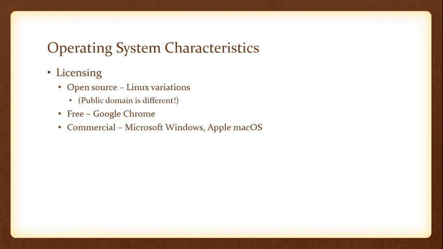And finally, another licensing is commercial. It's owned by companies that charge money for them. Examples of that are Microsoft Windows and the Apple Mac OS. These are not free to download. You will have to have a subscription, or you'll have to go to the store, or you could buy it online and then download it to your computer.